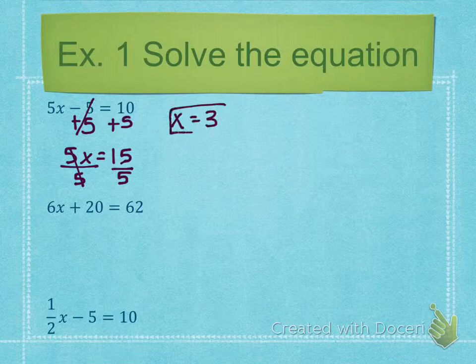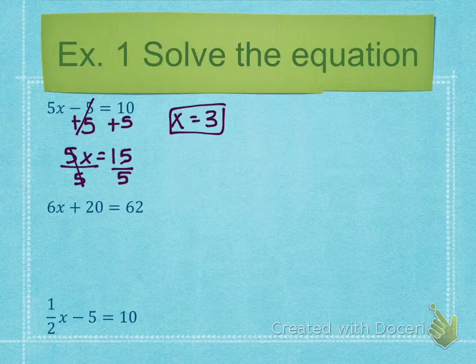Does everybody see how we did addition before multiplication? You cannot look at that and go, oh, I need to divide by 5. Your answer is going to be wrong. You cannot work it like that, okay?